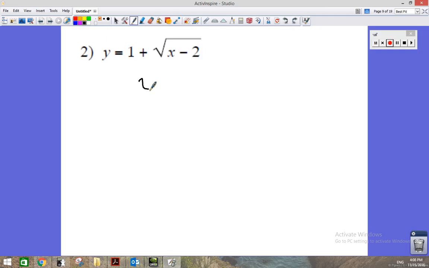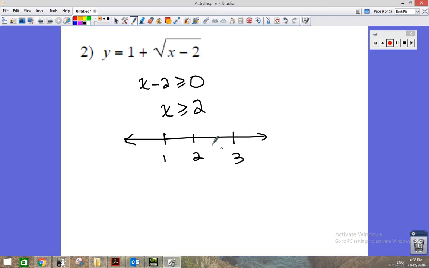So here, this x minus 2, it's underneath the square root. It has to be 0 or positive. X has to be bigger than or equal to positive 2 on a number line. If I have 1, 2, 3, values that are bigger than 2 are to the right of 2. Values that are smaller than 2, like 1 or 0, plug in 1. 1 minus 2 is negative 1. I can't take the square root of negative 1. Plug in 0. I can't. 0 minus 2 is negative 2. I can't take the square root of a negative number. Those are not in the domain. So my domain is from 2 to infinity.